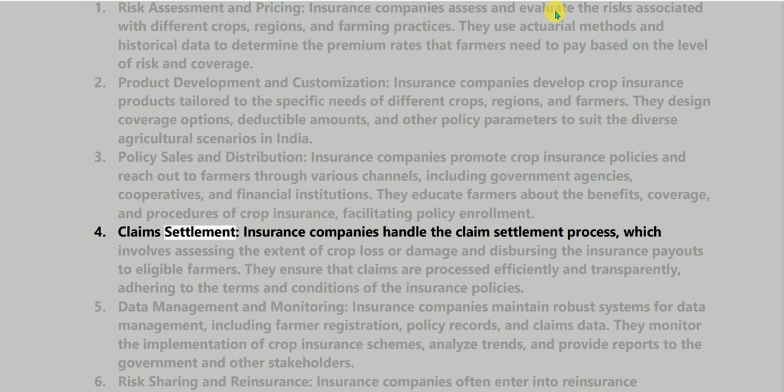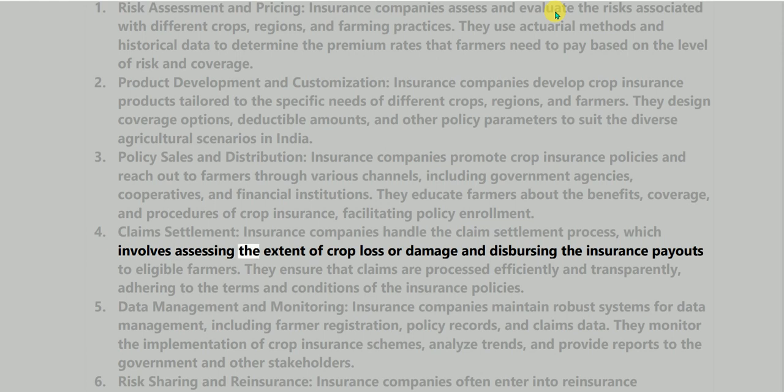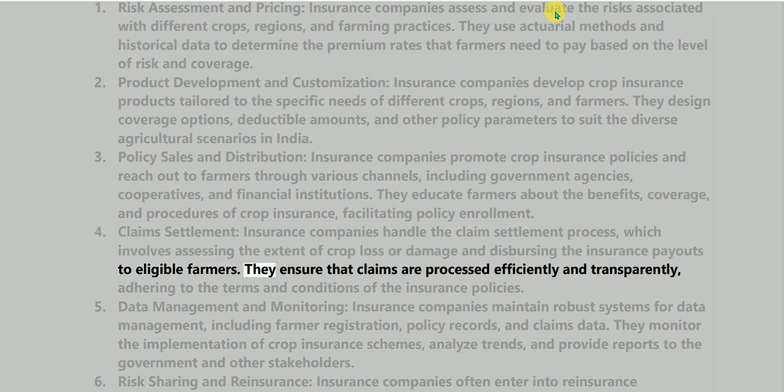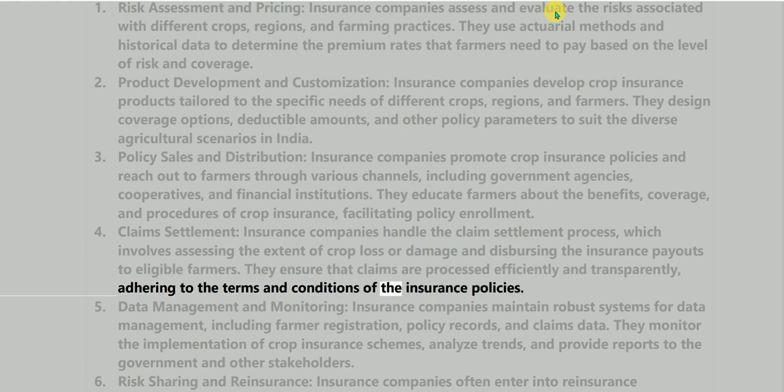4. Claims settlement. Insurance companies handle the claim settlement process, which involves assessing the extent of crop loss or damage and disbursing the insurance payouts to eligible farmers. They ensure that claims are processed efficiently and transparently, adhering to the terms and conditions of the insurance policies.